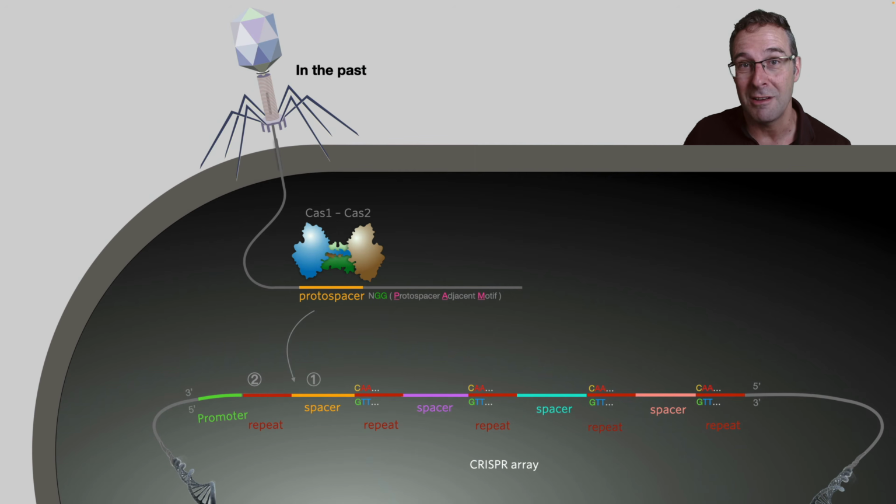The CRISPR array then is flexible. If a particular bacteria has been infected by lots of different bacteria, it may have a very long CRISPR array with lots of spacers and repeats. Other bacteria might only have one or a few. I think in some bacteria, people have discovered that they have hundreds of spacers, and in other species of bacteria, there may only be a couple of them. All right, so it's a flexible CRISPR array.